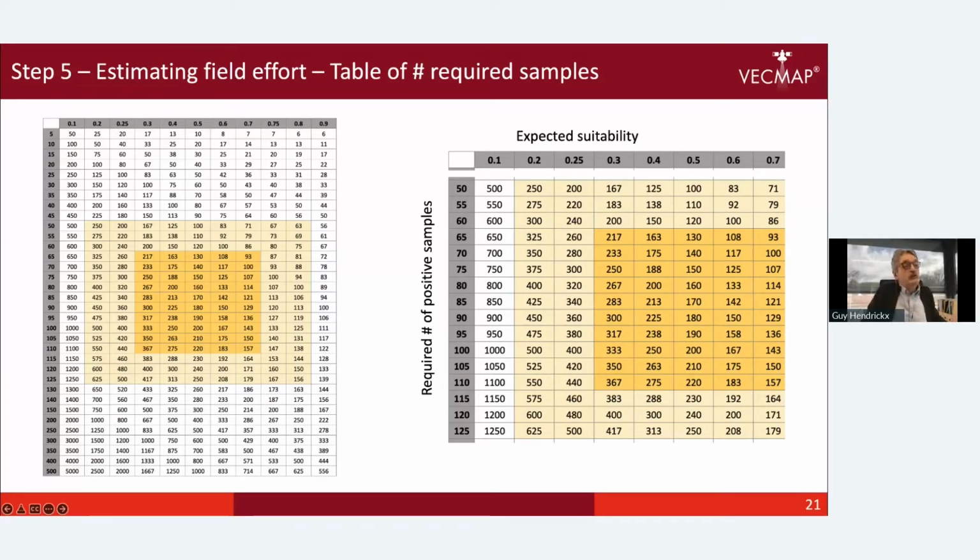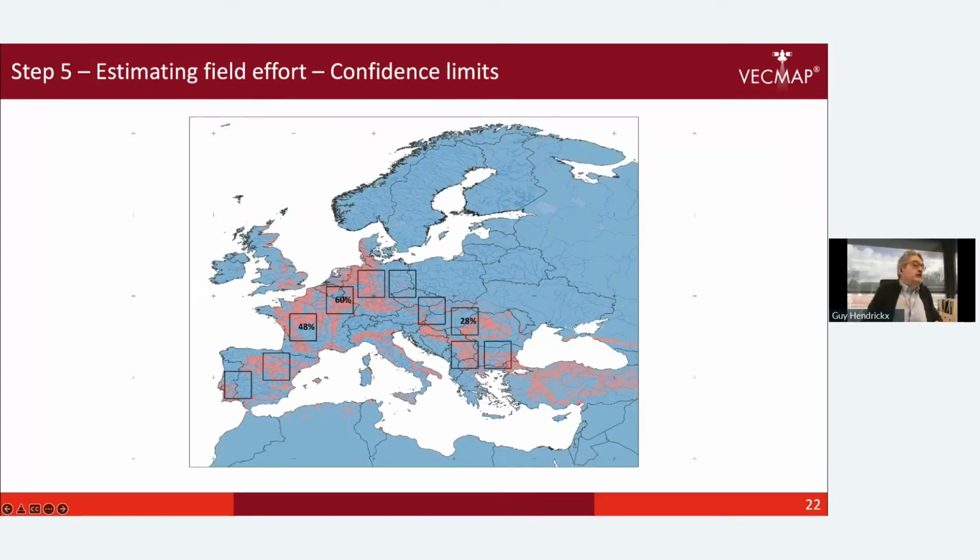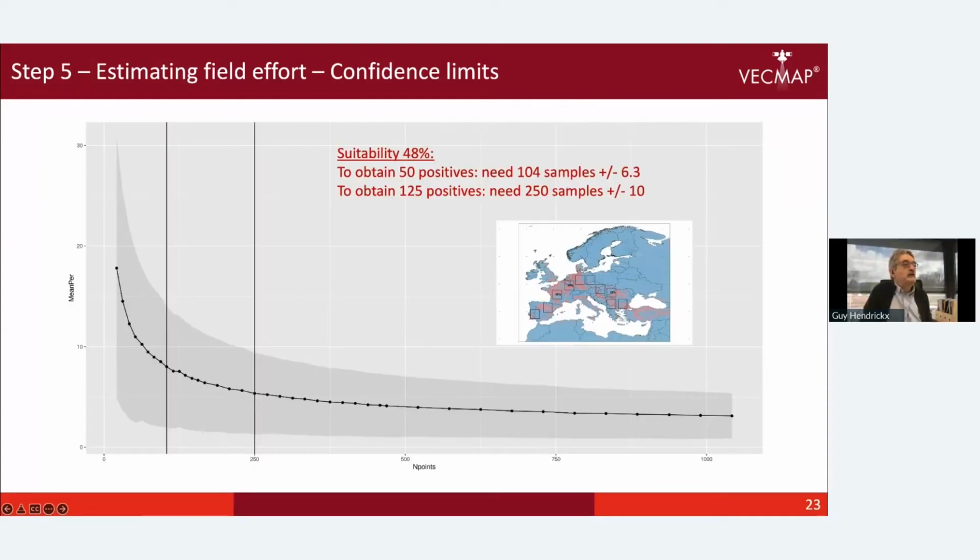Now we need also to calculate the confidence limits. We know that if the prevalence of suitability, the proportion of positive grid cells, is lower than 50%, you will need more than this original 100 samples. But then we can also calculate the confidence limits of this. We use for that 3 of the sample sites. This one includes 48% suitability, this one includes 60% suitability, and this one includes 28% suitability. So we use that as benchmarks to estimate the confidence limits.